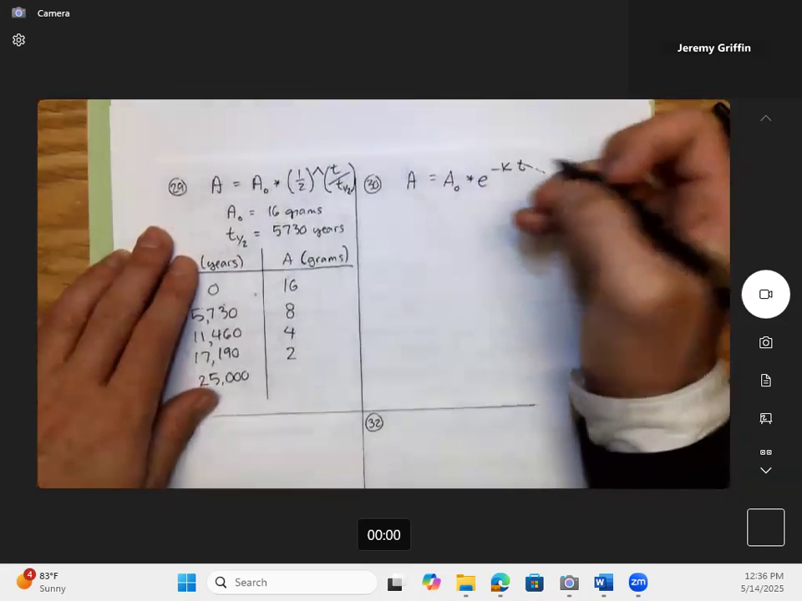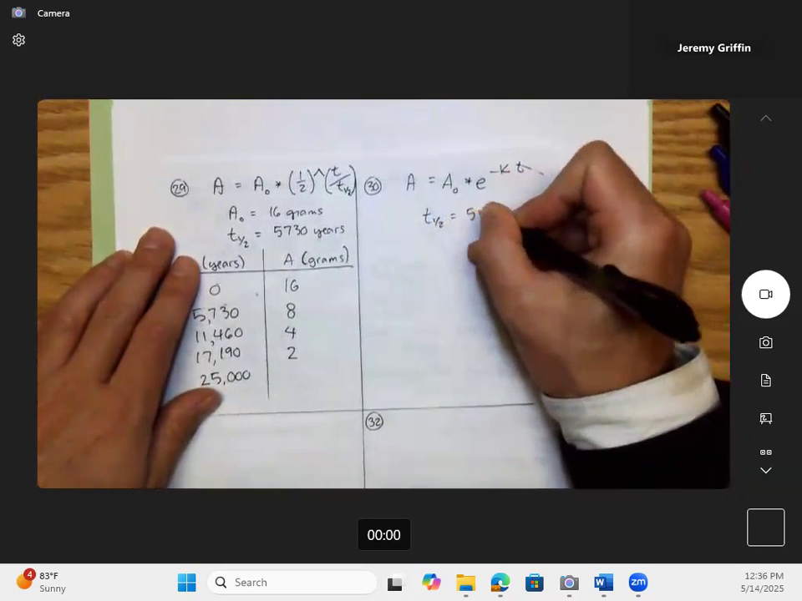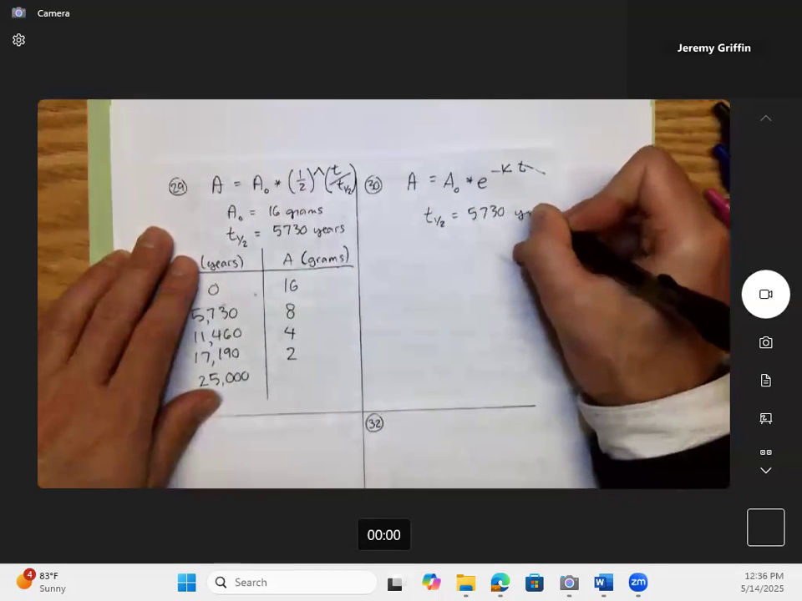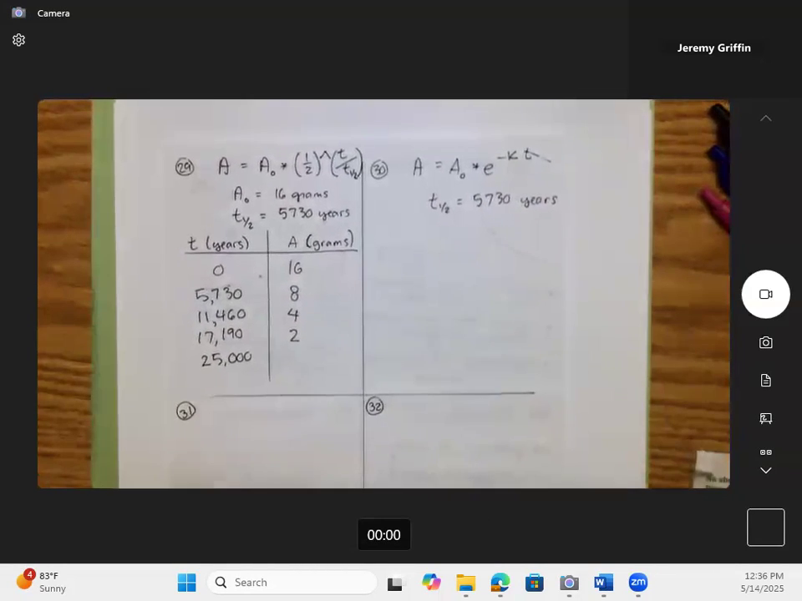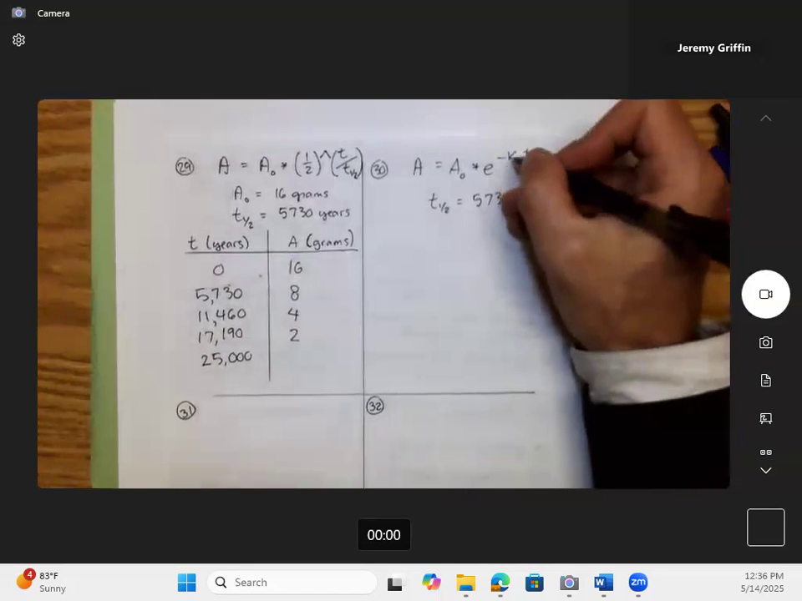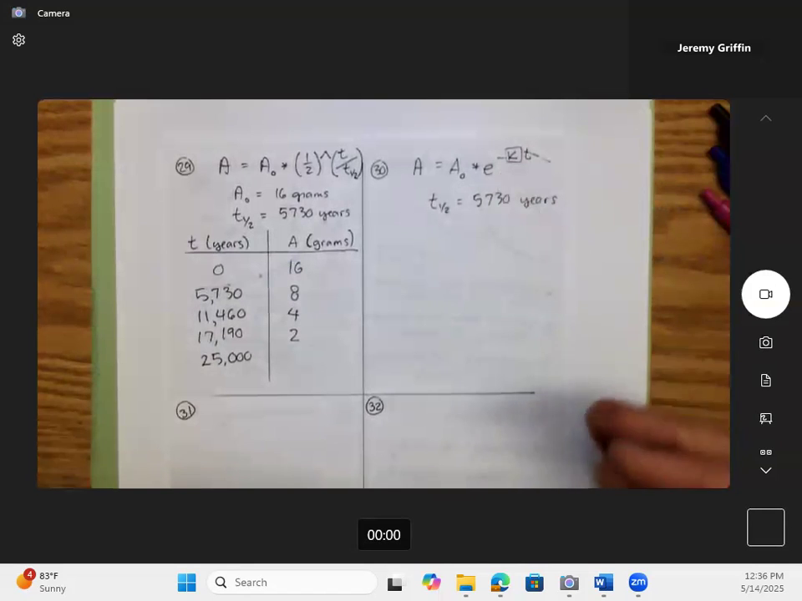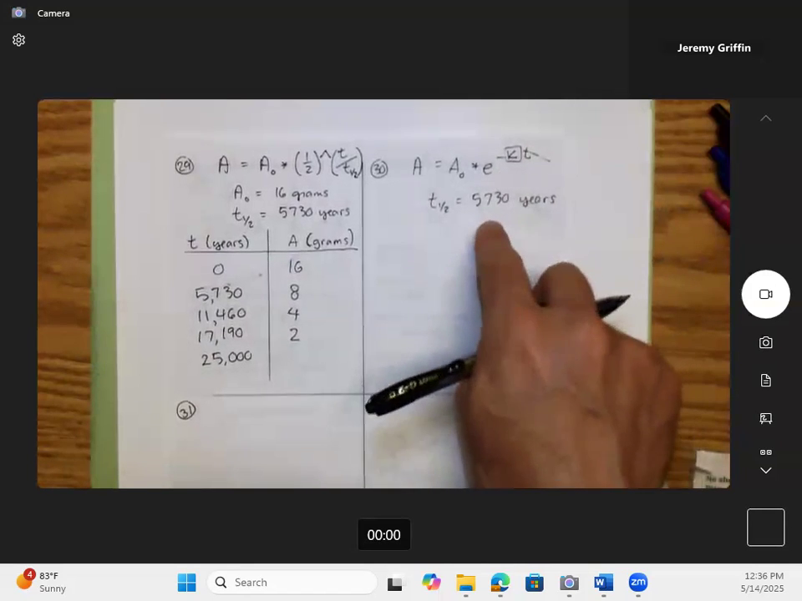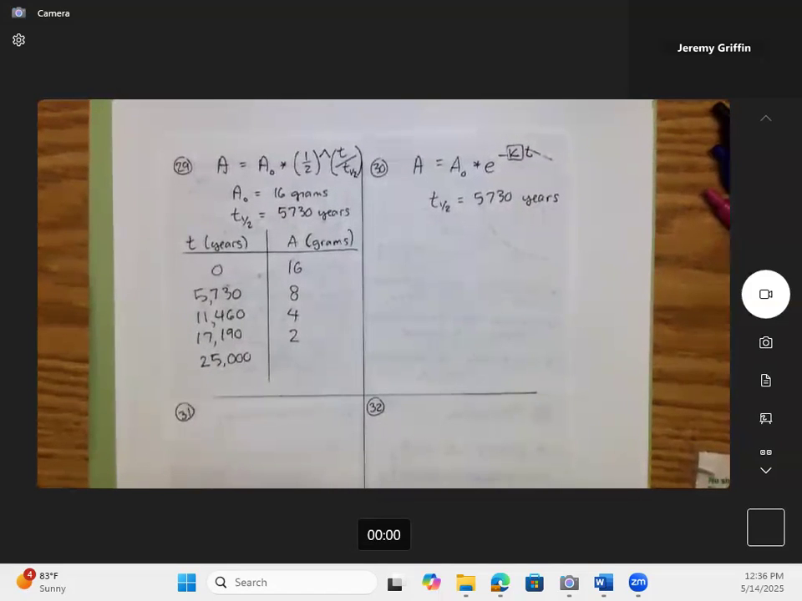Okay. Now I'll give you guys that t1/2 is 5730 years, which means we're still talking about carbon-14. Actually, all four of these quadrants will be talking about carbon-14. Okay. But we got to solve for this k right here. You guys see this k? Now there's some value of k that's going to correspond to this specific half-life. If it was a different half-life, it would be a different k value, right? So we got to chase down k.